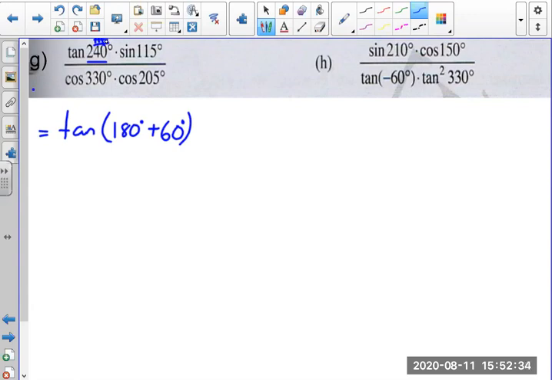Now sine 115. 115 is in the second quadrant. Now in the second quadrant, you can write it as 180 minus what will give you 115? It will be a 65.